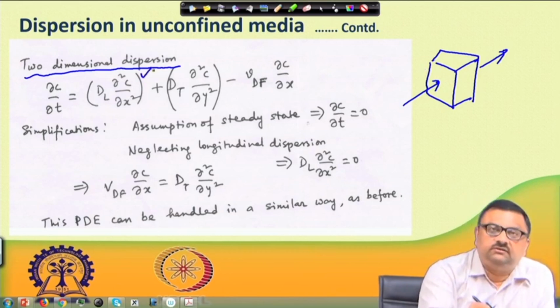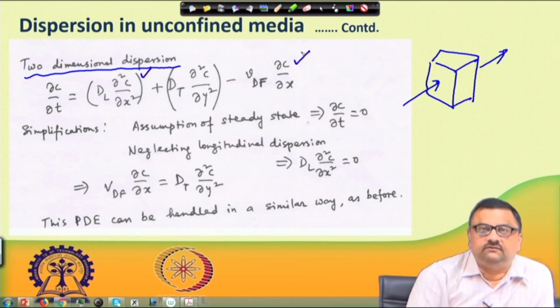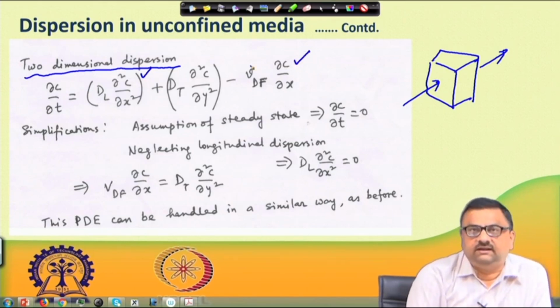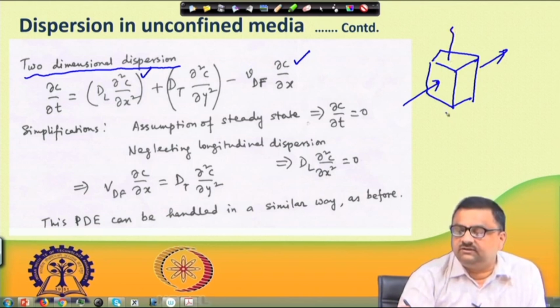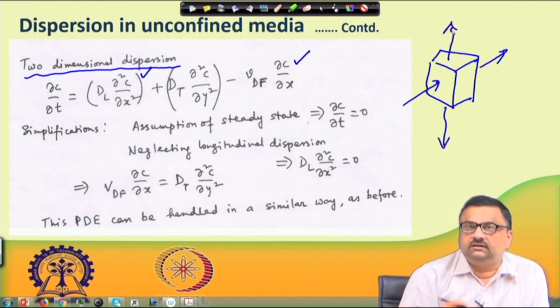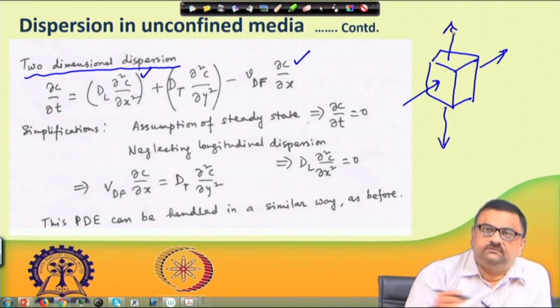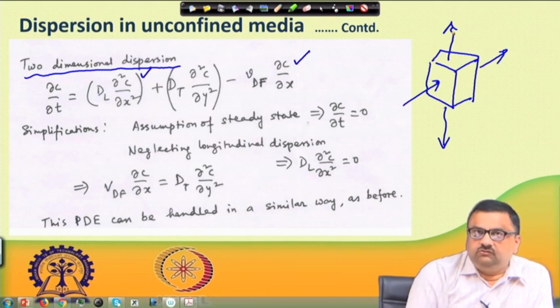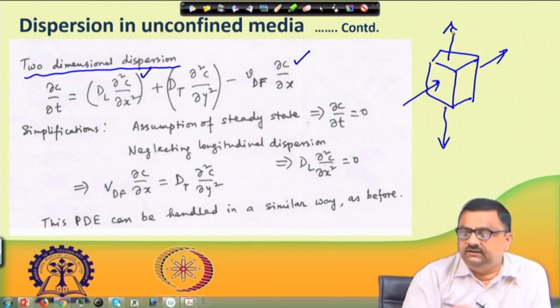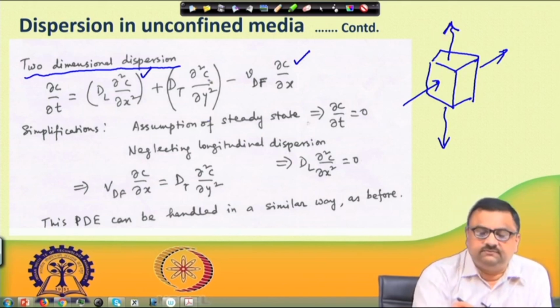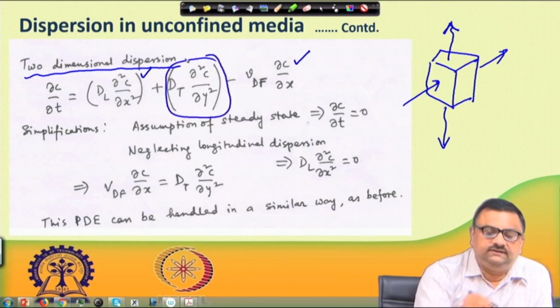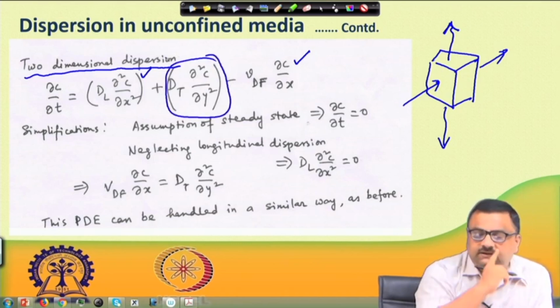This is the contribution from the diffusion term, and this is the contribution from the convection term. VDF is the interstitial velocity, which we studied in the previous lecture. Now, if someone has both longitudinal dispersion and transverse dispersion, that means they have another dispersion component in this direction here, and that has to be accounted for. So, one can put in this contribution of transverse dispersion, and they have included this term as well and call it two-dimensional dispersion.